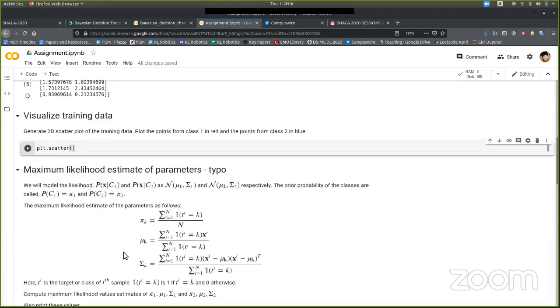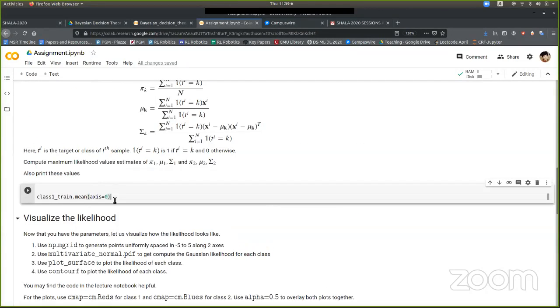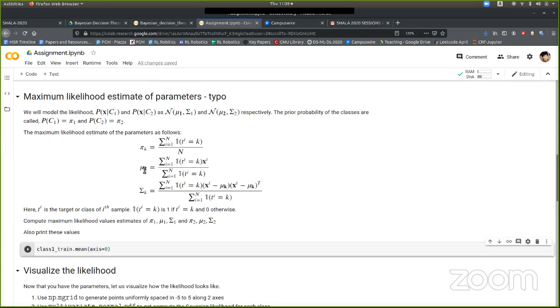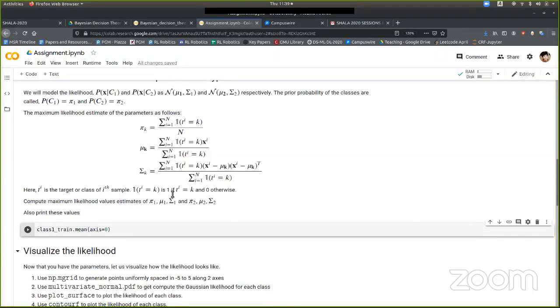It should have been here. Okay. So far, do you have any question on how to compute pi and mu? Okay, then I will go ahead.